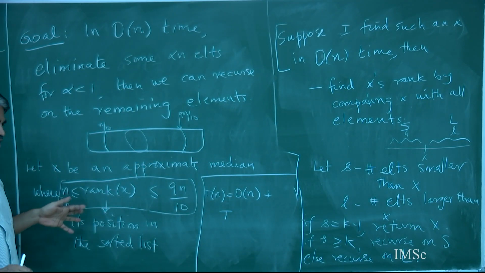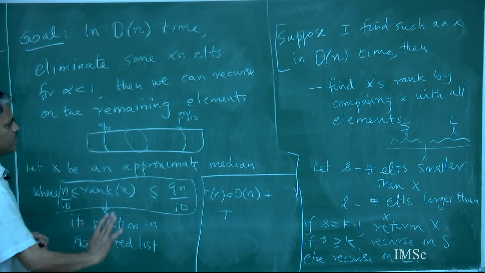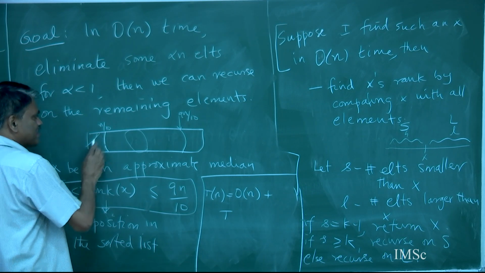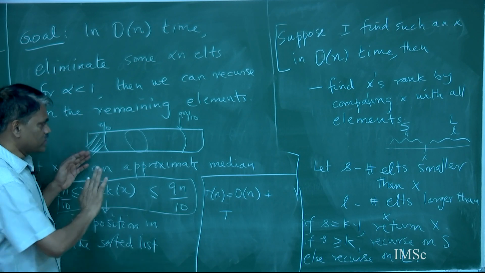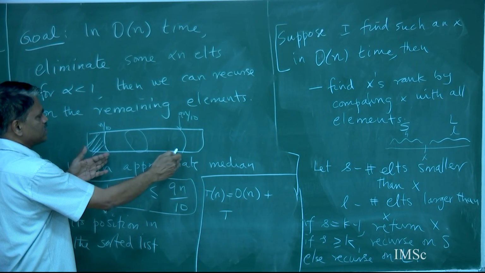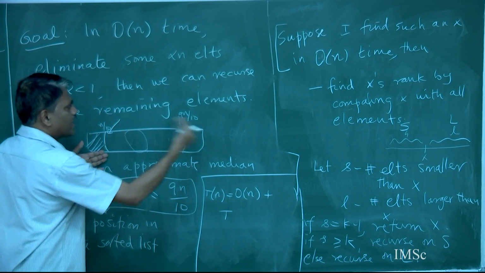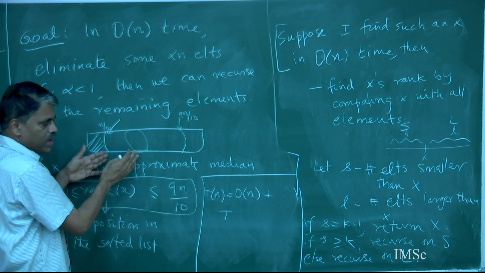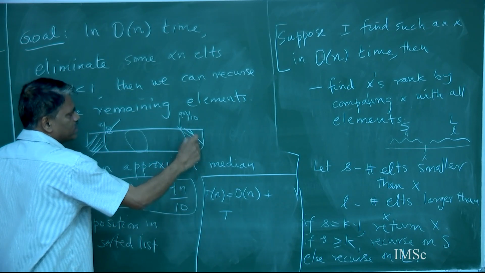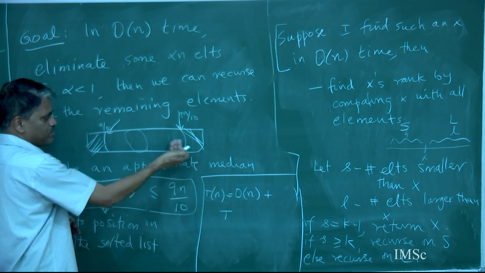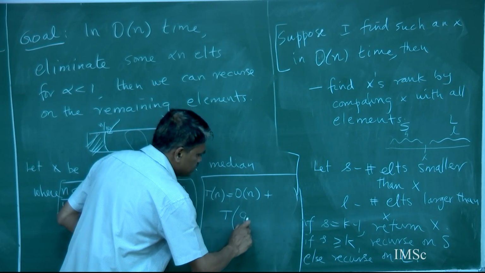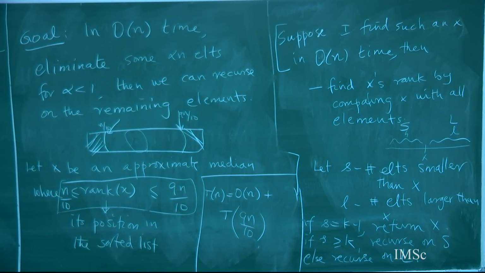Suppose I recurse on the larger side. Then I know that at least these elements are gone, because X's rank is in this range. In the worst case, suppose X's rank is here and I'm recursing on anything bigger than X, then at most 9n over 10 elements are left. If I am recursing on the left, then the worst case is that X's rank can be this, and I'm recursing that. So what would this be? T of 9n by 10. And from this you have a linear time.